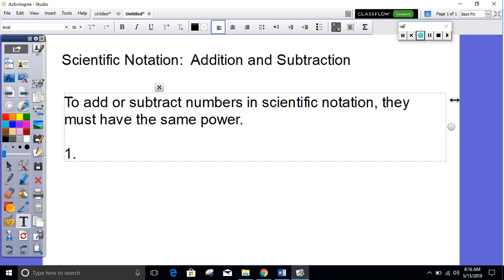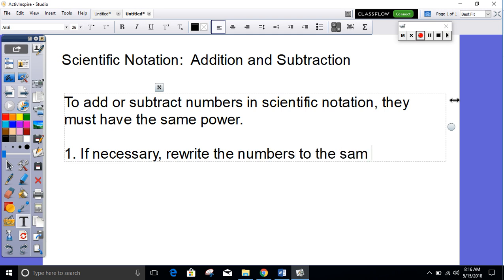Okay, so the steps for doing this: if the numbers do not have the same power, you need to rewrite them so that they do have the same power. So if necessary, rewrite the numbers to the same power. Sometimes you don't have to do that, because sometimes you'll be adding or subtracting two numbers that are already to the same power, and then you can skip step one.